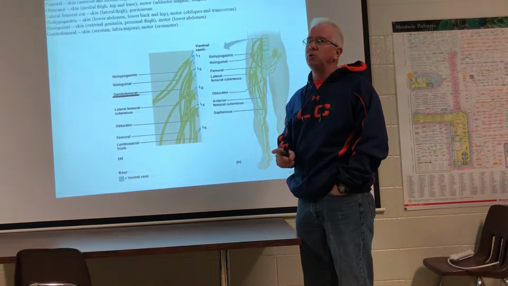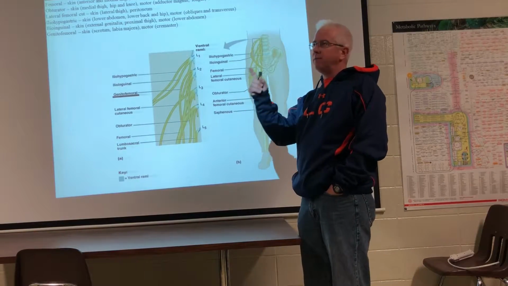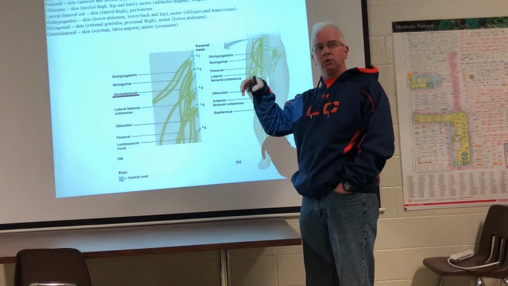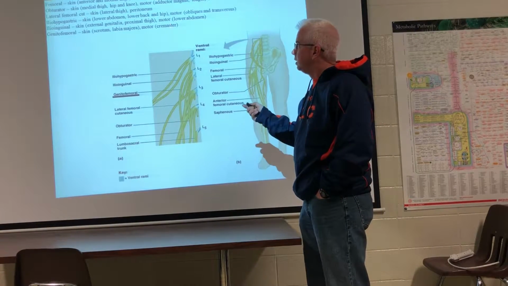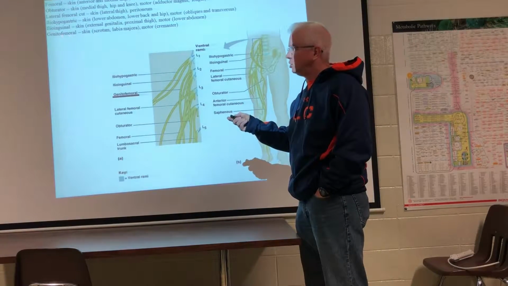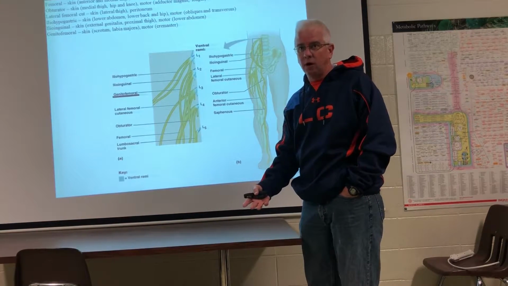When I showed you the internal oblique, I said, look, the fibers of this muscle cross over the inguinal ligament and pass down into the scrotum as a muscle called the cremaster. Now, that nerve is the genitofemoral. So those are the three that we have mentioned in passing so far.